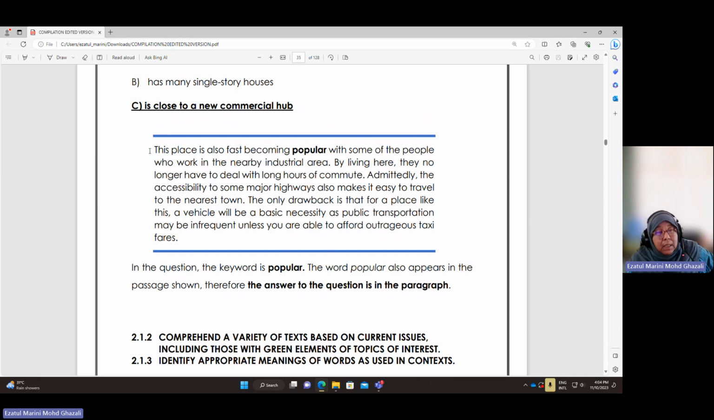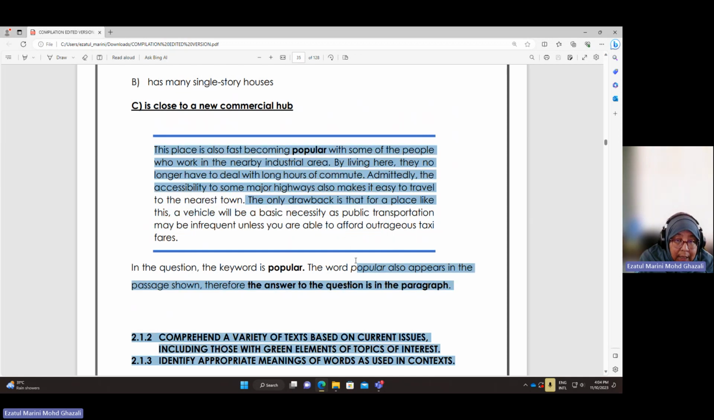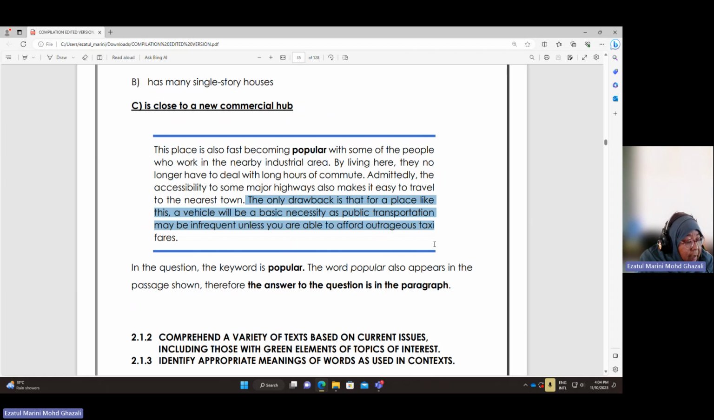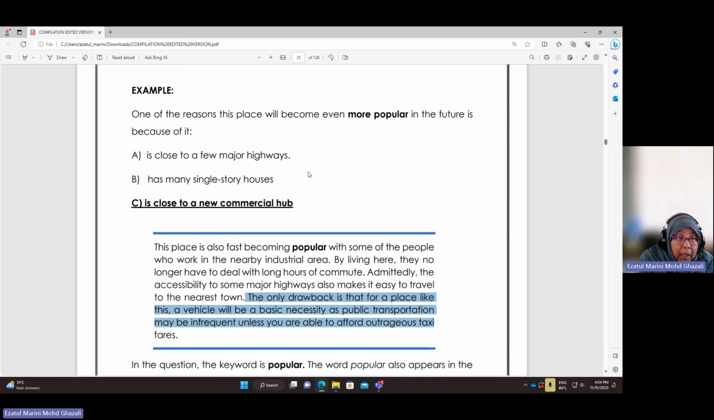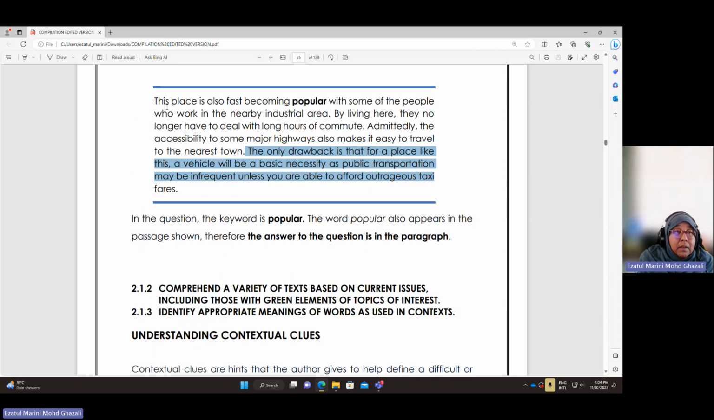If you look at this paragraph, you may want to ignore this part, because this part is talking about the drawback, the negative part. Here, our question is about popularity, meaning that positive. So you will look at only this part, right? Only this part. Do you see?